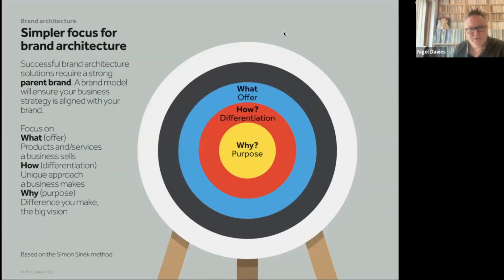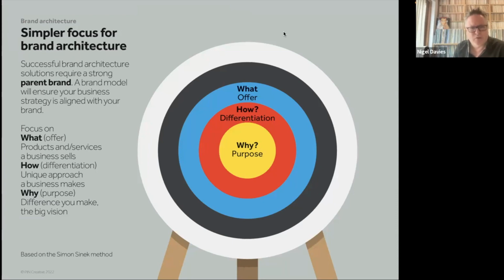Having gone through the rest of the course, you should have a really good idea about what your what is, your how, and your why. These are the fundamental parts of the brand donut, really. The offer, the mission, and the brand core. And this is really important that you bring out and emphasize, because it's really going to help you when you're doing the brand architecture. The other stuff is less important.